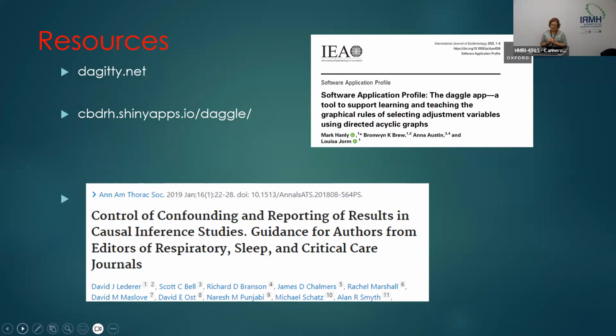And then the last one, I just wanted to put a plug in for this paper, which these are by no means all the authors. There are many authors on this paper, written by editors from all the respiratory, sleep and critical care journals. It talks about causal inference as a whole, DAGs, and a lot of what's going forward with epi in the respiratory space. So it's a really nice go-to, easy to read paper on how we should be using epidemiology in respiratory health.